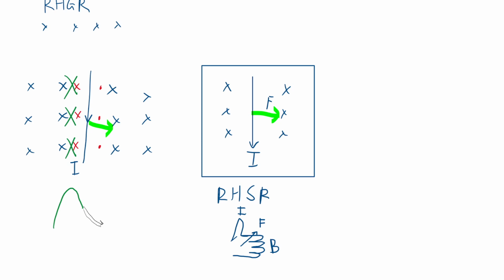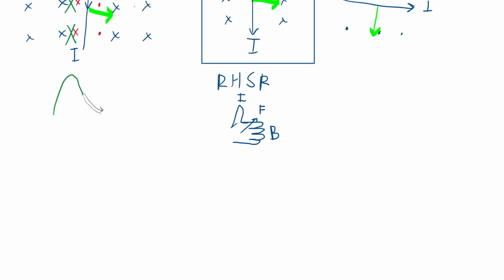Here's another example for you. We have current going to the right. We have magnetic field out of the page. What's the direction of the force? Current right. So thumb goes right. Fingers out of the page. Palm is pointing down. So the force will be down.